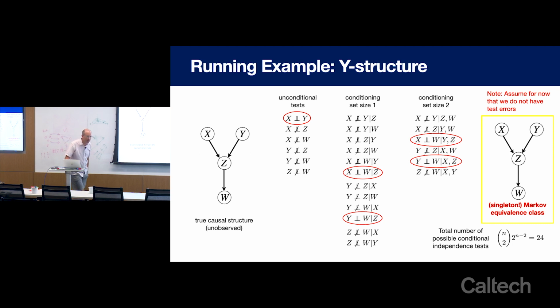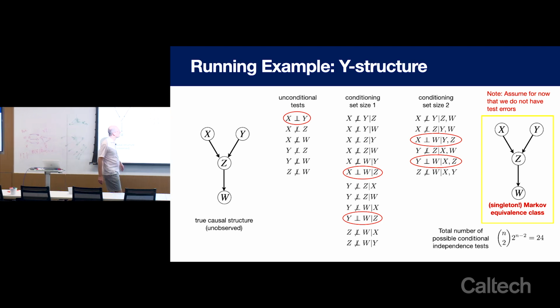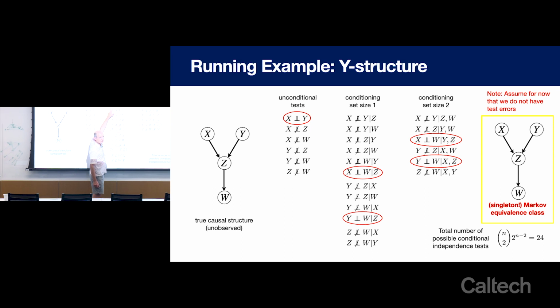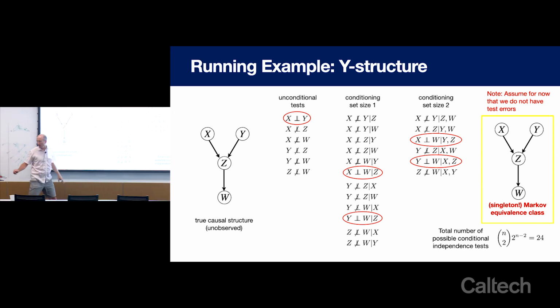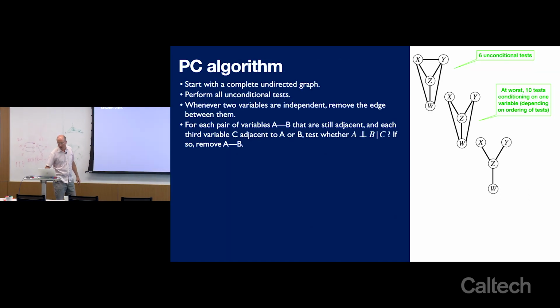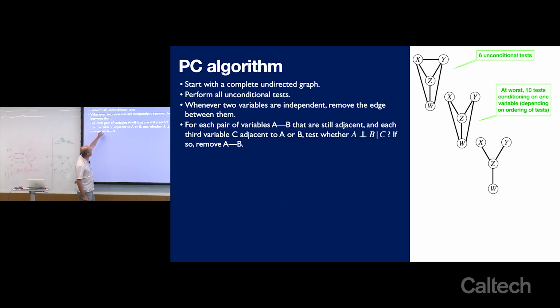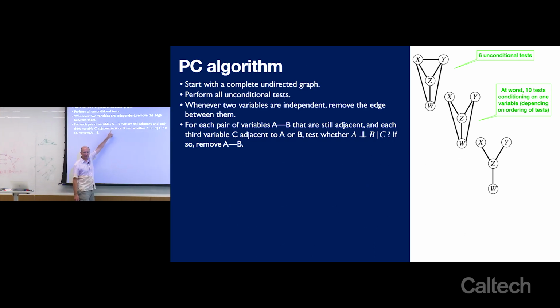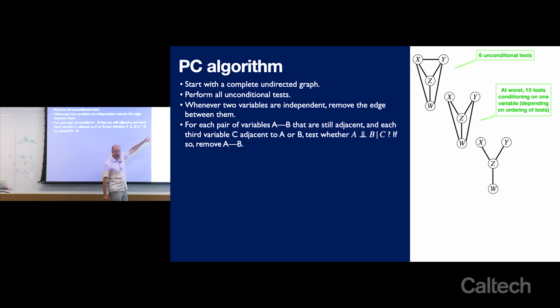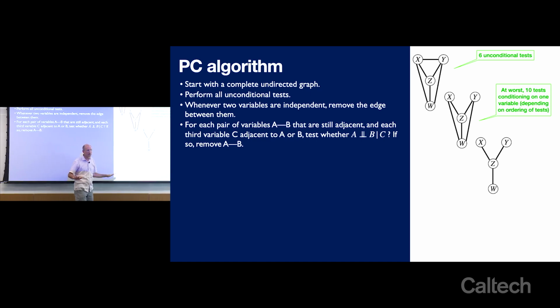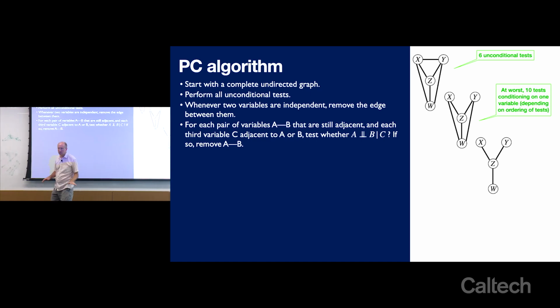Yes, well, there's already, exactly. So which ones do we not have to do? Yeah, these two tests we don't have to do, right? Because the first two tests we don't have to do. Why? Because the condition was for each pair of variables where A is still adjacent to B, but X and Y are no longer adjacent, so we don't need to consider that again. We're done with it. Okay?